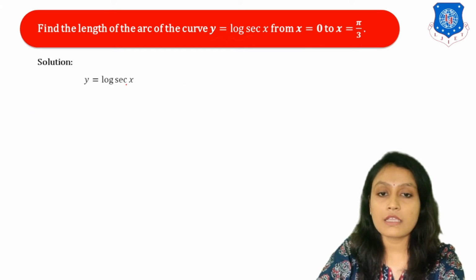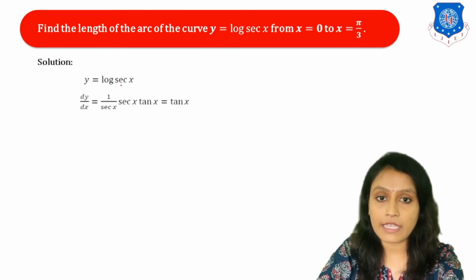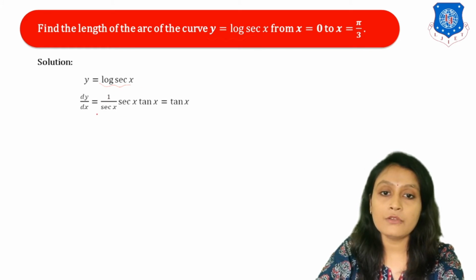Here y is equal to log sec x is given. Firstly we will find the derivative, that is dy by dx, means we have to take derivative with respect to x. So derivative of log sec x: firstly we apply the log derivative formula, that is 1 upon x, so here we have 1 upon sec x. Now we use the chain rule. Derivative of sec x is sec x into tan x. This sec x will get cancelled, so what remains is tan x.